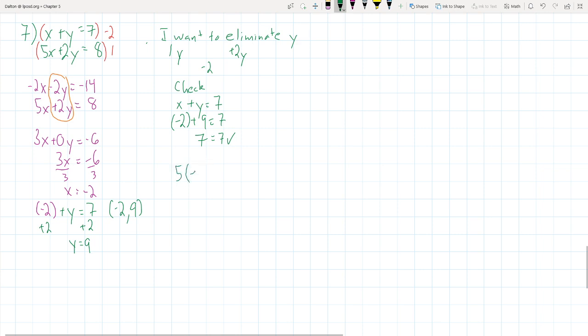5 times -2 plus 2 times 9 needs to equal 8. That is a really bad 8. There you go. So 5 times -2 is -10. Plus 2 times 9 is 18, and that needs to equal 8. -10 plus 18 is 8, and that equals 8. Hey, it works out. Cool.